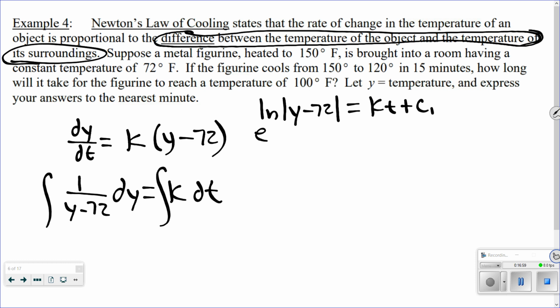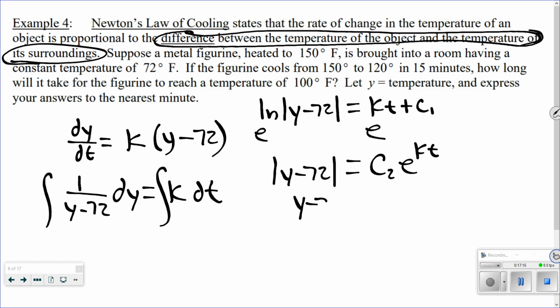Raise e to both sides. On the left side, I end up with the absolute value of y minus 72. We've got to split that apart. Remember, it ends up being a new constant times e^(kt). I'm going to put a plus or minus in front of that. And then plus or minus a constant is just another constant. It's still going to be a constant, so the plus or minus doesn't really matter.